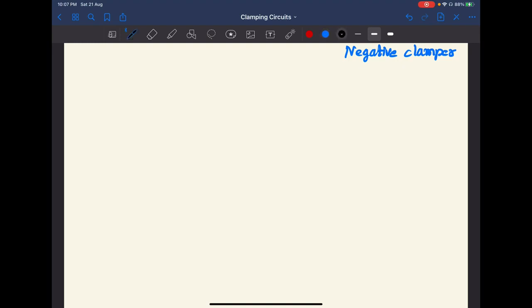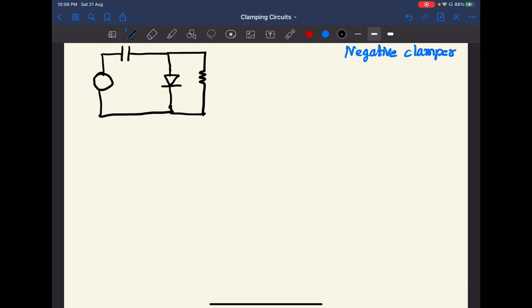I will draw the circuit quickly. Nothing is different from the previous example, we are just reversing the diode and keeping everything else the same. This is the output we take across the resistor. Okay, and this is the input we supplied. For the time being, let's assume that the voltage across the capacitor follows like this, and the output is here. This is the resistor.